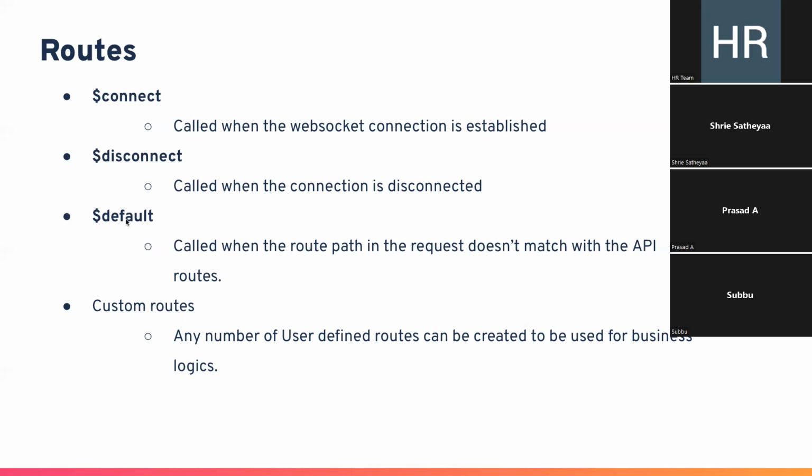And default is just a default route, used whenever the incoming route path doesn't match any of the routes defined in the API gateway. And custom routes means the user can define any number of custom routes that can be used for business purposes, like sending and receiving messages to and fro between the clients and the server.